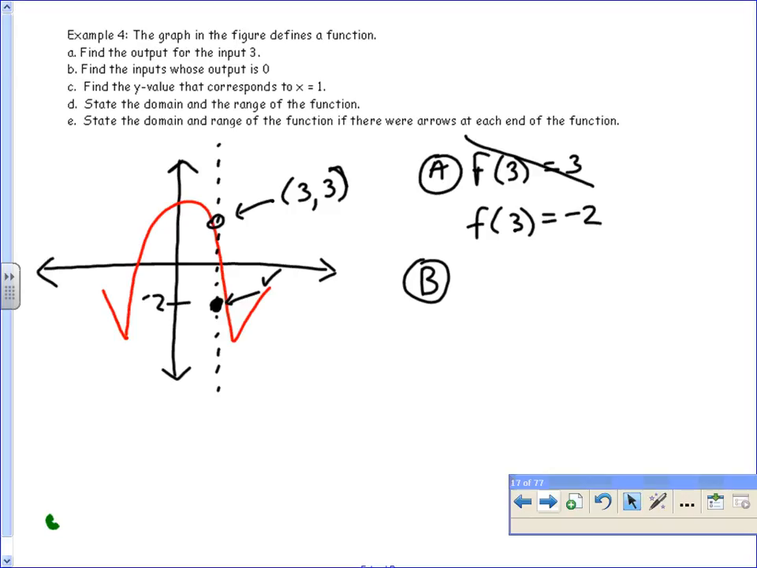Part B asks us to find inputs whose output is 0. The inputs whose outputs are 0, I'm actually just going to mark these on my graph, because I'm not sure what those values are. The inputs whose outputs are 0 are going to be here and here. So I'm going to say at A and B. It looks like a positive and a negative one, and it definitely looks greater than 3, so maybe it's something like 4.